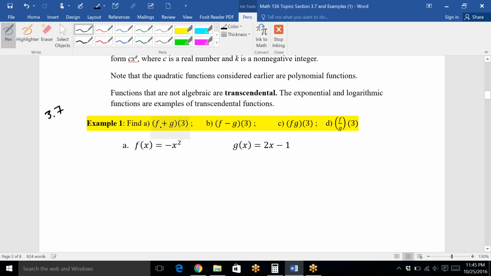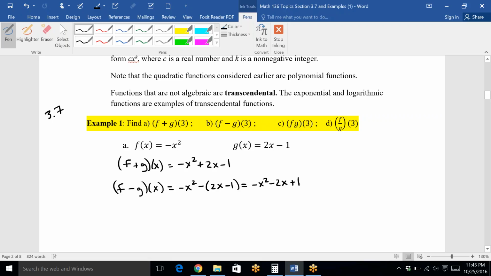For this first one, we're supposed to add the functions together, subtract, multiply, and then divide, and then we're also supposed to evaluate them at the value 3. So let's first of all just figure out what each of these would look like. If you do the addition of the two functions, that would just be negative x squared plus 2x minus 1. The subtraction, you need to be a little bit more careful. And remember that you are subtracting the second function, which means you need to think about it in a parentheses. So that would be negative x squared minus 2x plus 1.